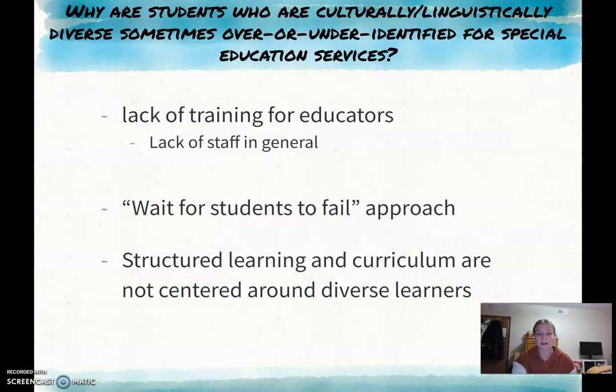Being under identified is an issue as well, because sometimes they're like, oh, well, they're just learning the language, they don't actually need help, or things like that, because the language barrier can really shadow what an underlying issue might actually be.